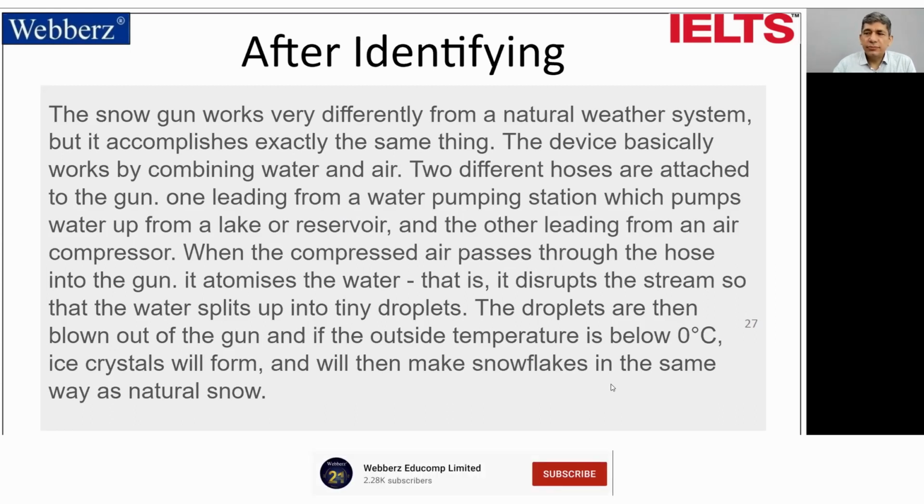Riyanka, just read it. So, the snow gun works very differently from a natural weather system, but it accomplishes exactly the same thing. The device basically works by combining water and air. Two different hoses are attached to the gun, one leading from a water pumping station, which pumps water up from a lake or a reservoir, and the other leading from an air compressor. When the compressed air passes through the hose into the gun, it atomizes the water. That is, it disrupts the stream so that the water splits up into tiny droplets. The droplets are then blown out of the gun, and if the outside temperature is below 0 degrees Celsius, ice crystal will form and will then make snowflakes in the same way as natural snow.